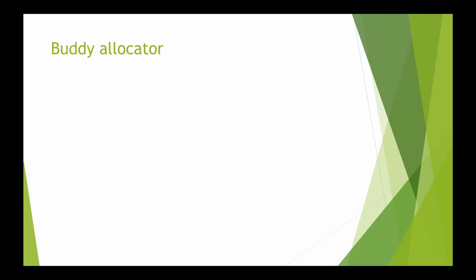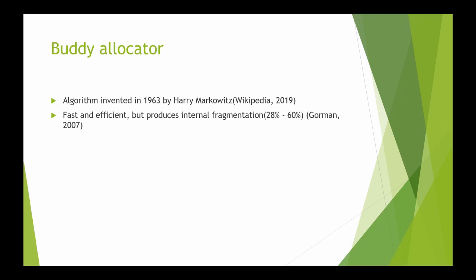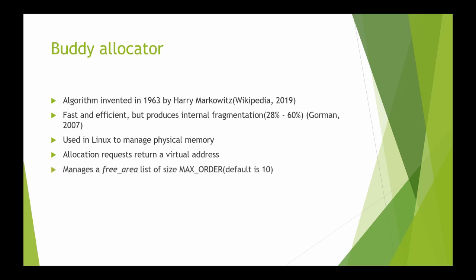As we're following a bottom-up approach, the next step after describing the physical memory is talking about the buddy allocator. The buddy allocator was invented in 1963 by Harry Markowitz. It is fast and efficient, but it produces internal fragmentation between 28 and 60%. It is used in Linux to manage physical memory. Allocation requests made to the buddy allocator return a virtual address. It also manages a free area list of size max order, which by default is 10. This free area list is the one that was specified in the physical description of memory slide.